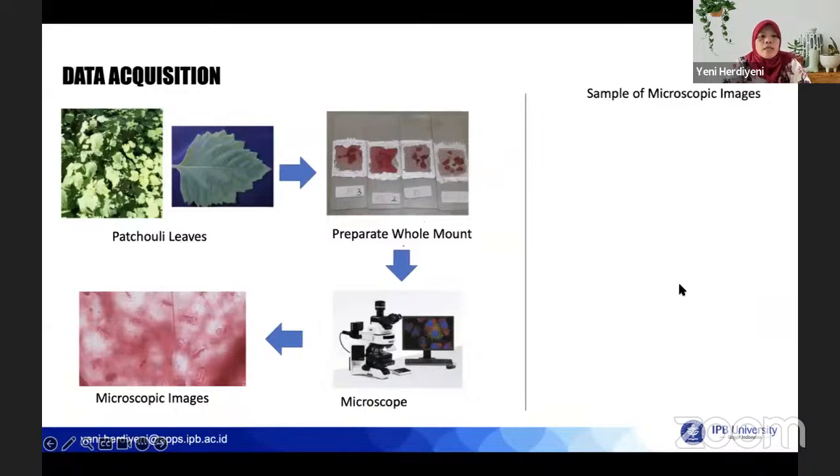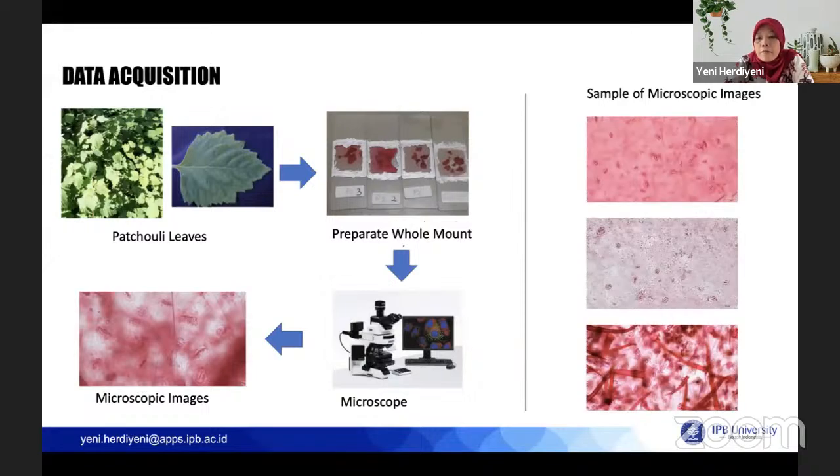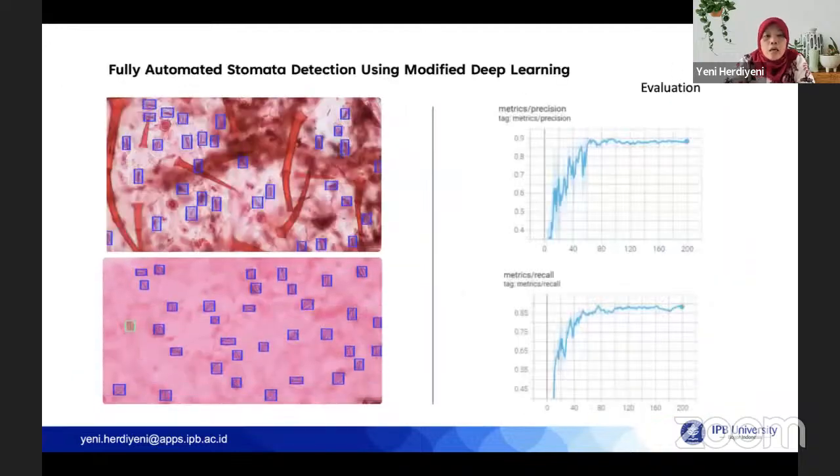Here is the data acquisition that we use for this research. We use prepared whole mounts to get the pictures, and then we use the microscope to obtain the microscopic images. We get different qualities of microscopic images, and from here we collect some images. After that, we apply machine learning to detect the stomata on the microscopic images. From here, we are working on modeling how to detect the density of the stomata to identify the oil production.